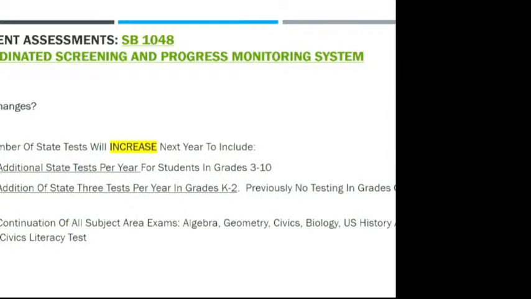Therefore, the number of tests is actually going to increase. There are 2 additional state tests per year for grades 3 through 10, and that is in both ELA and math, and there is the addition of testing in grades K through 2. And none of the end of course exams for subject areas, algebra, geometry, all of those listed there, has been eliminated. They all still go forward into the future, including the new civics literacy test that just passed.